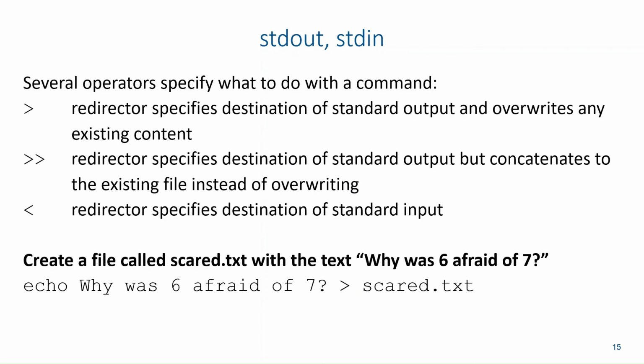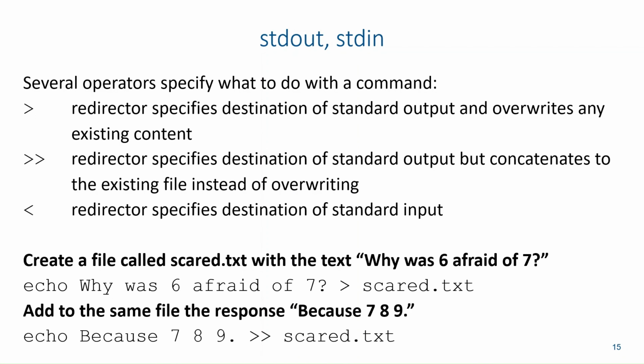So for example, I could create a new file called scared.txt by just saying echo why was 6 afraid of 7? Right caret scared.txt. So if the file exists, it's just going to overwrite the contents of the scared.txt file. If it doesn't exist, it will go ahead and create it and put that text inside of it. If I wanted to add a response to this question, I could just do echo because 7, 8, 9. And then have the double right caret, and what that's going to do is concatenate that text to the end of the file.